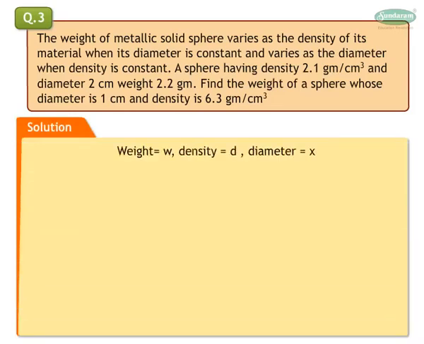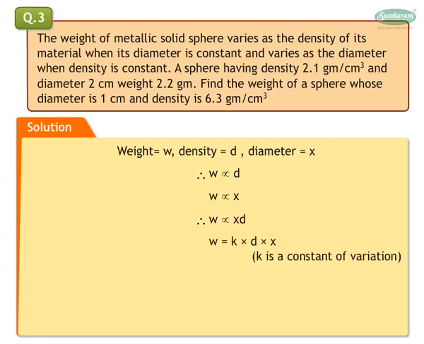Let the weight be W, density be D and diameter be X. Therefore, W varies directly as D is written symbolically as shown. W varies directly as X is written symbolically as shown. We therefore express W varies jointly as X into D. So, W is equal to K into D into X, where K is the constant of variation. We substitute W equal to 2.2, D as 2.1 and X as 2 and find K.